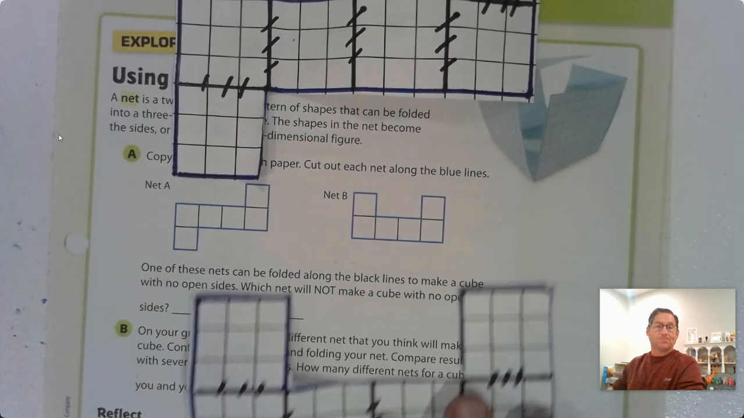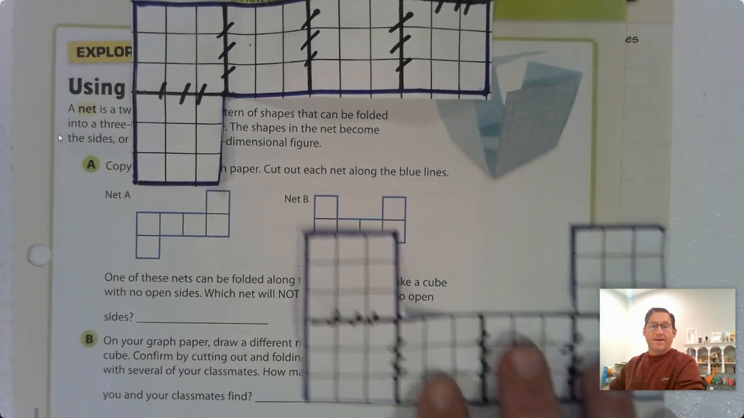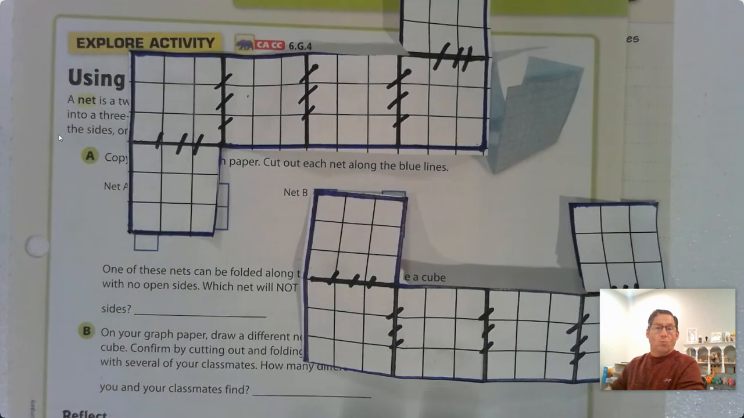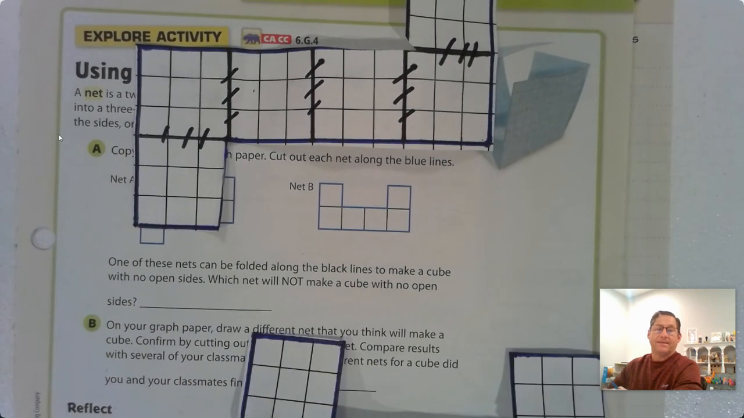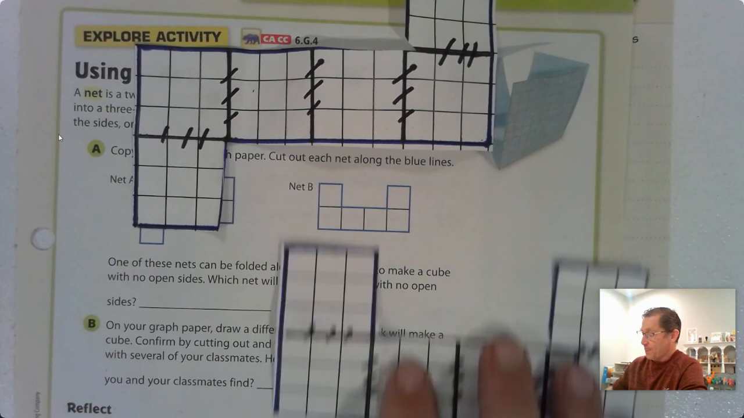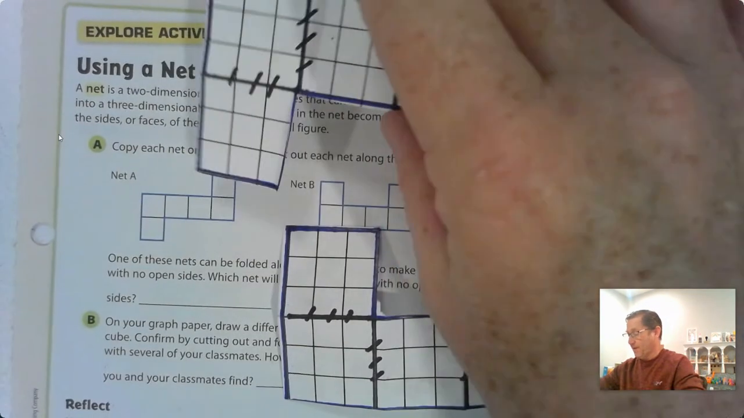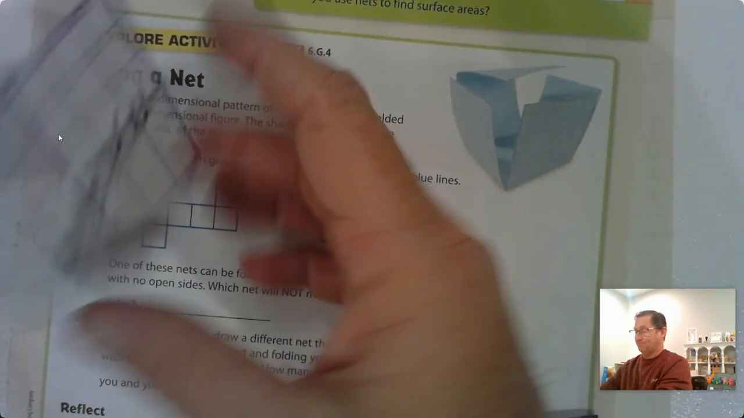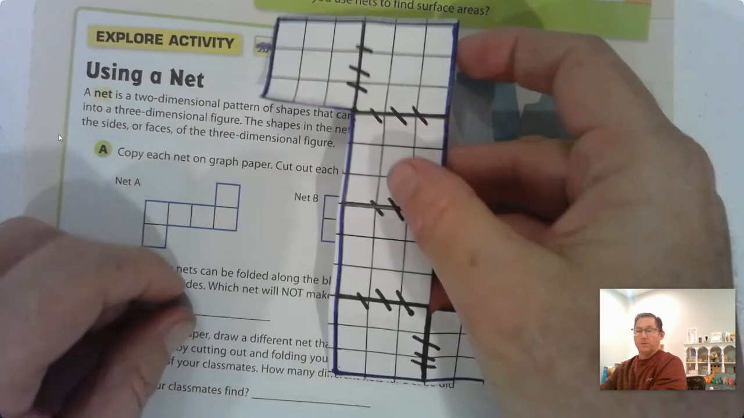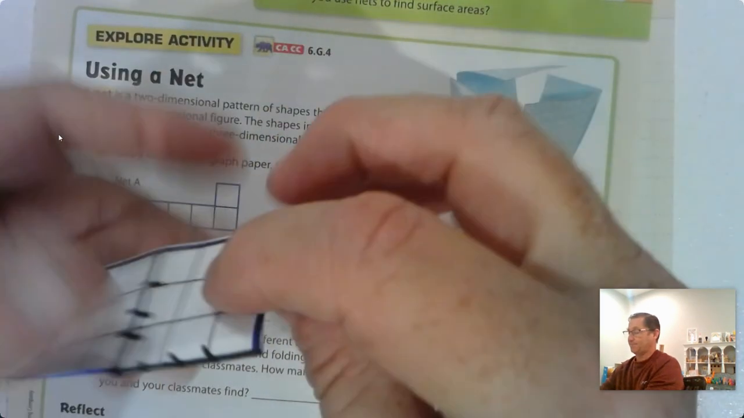Okay, now if you're ready and you have your shapes, one of these nets can be folded along the black lines to make a cube with no open sides. Which net will not make a cube with no open sides? Okay, so let's look at A. So fold along the black lines.